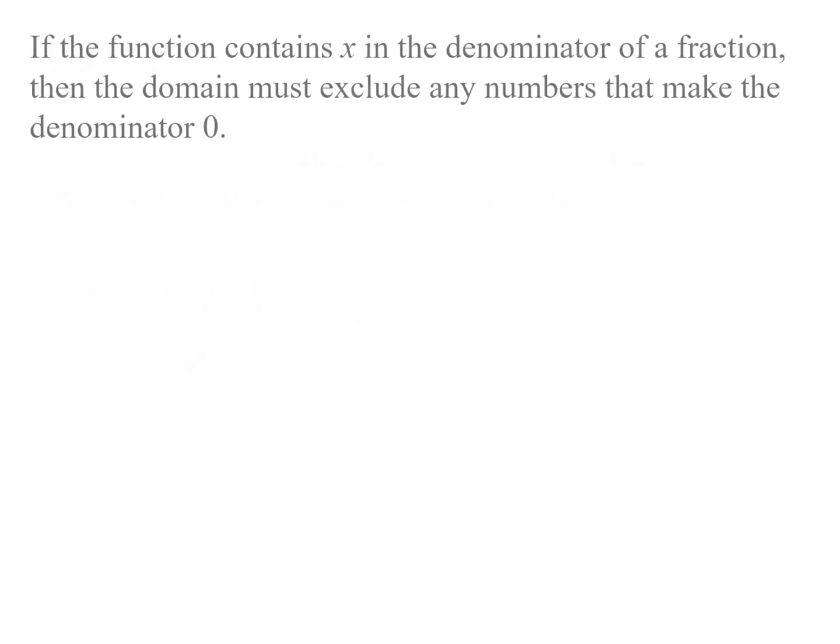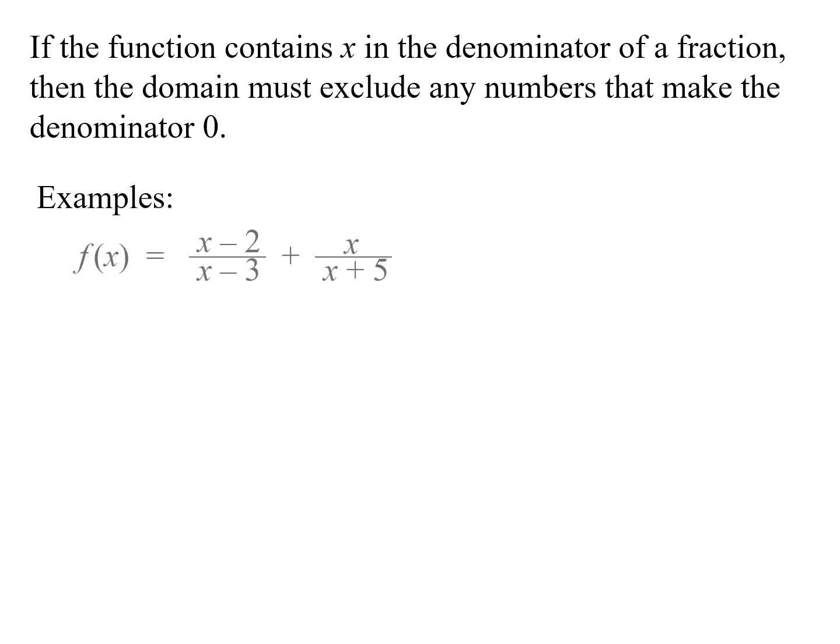If the function contains x in the denominator of a fraction, then the domain must exclude any numbers that make the denominator 0. Here are some examples. F of x is x minus 2 over x minus 3 plus x over x plus 5. The domain is all numbers except 3 and negative 5.